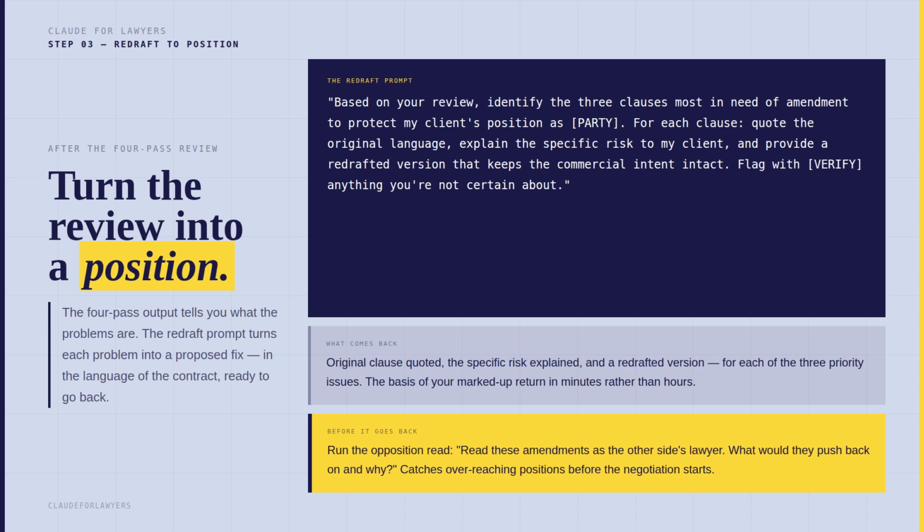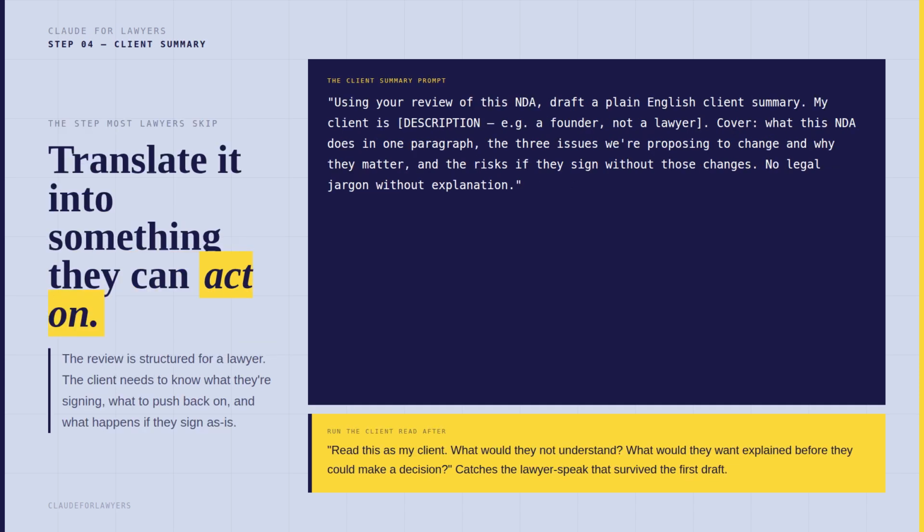What in these amendments goes beyond what you'd reasonably expect a counterparty to accept? That read catches overreaching positions before the negotiation starts, rather than during it. Step 4. The client summary. The step most lawyers either skip or do too quickly.